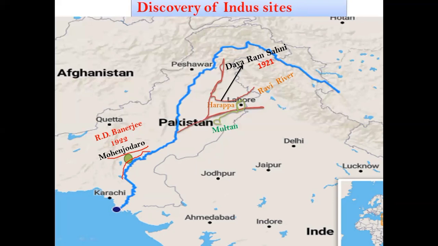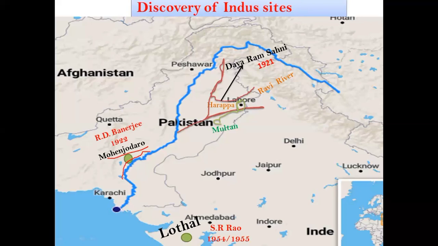We have another most interesting and important location of Indus Valley sites in India, that is very commonly known as Lothal, which is in Gujarat. It was discovered by S.R. Rao in the year 1954 and 1955.